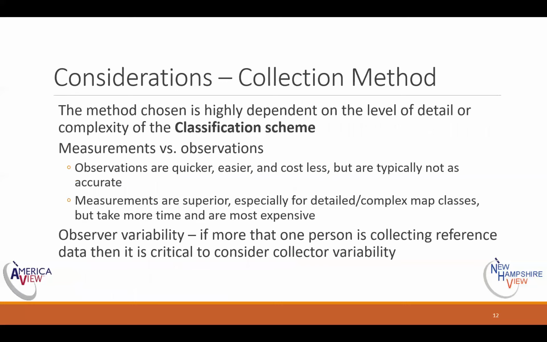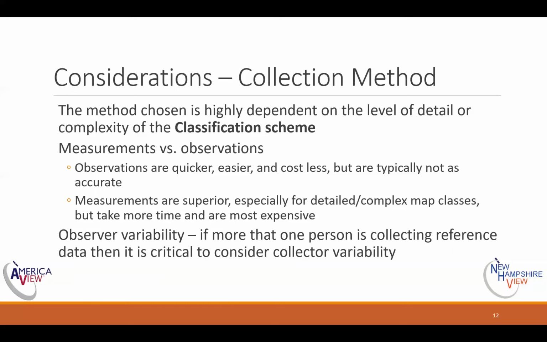Okay. All right, how do I collect it? How I collect the reference data is highly dependent on the classification scheme, the level of detail or the complexity of that scheme. Sometimes I need to make measurements. Sometimes it's okay to just take observations. So I'm in the field. Observations are quicker, easier, and cost less, but they're typically not as accurate. If I go and make measurements, then I'm much more confident of my answers. I get superior results. However, it takes a lot more time, and by far they're the most expensive.